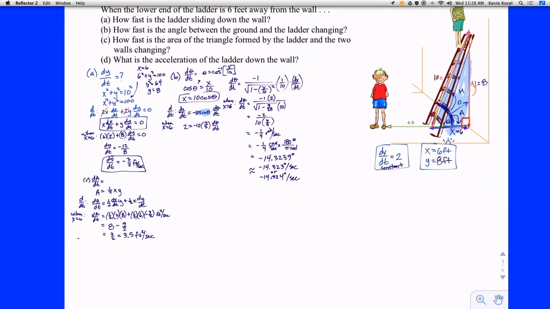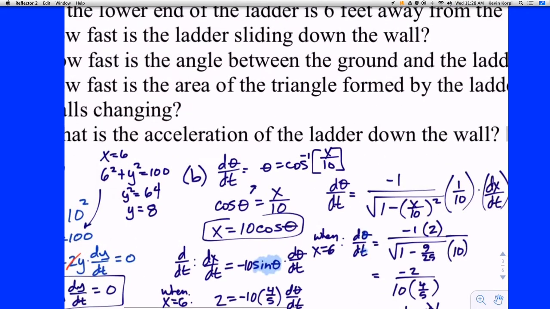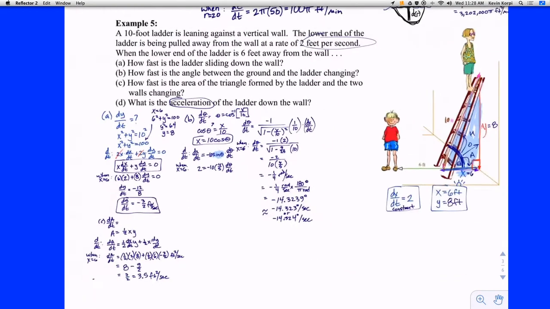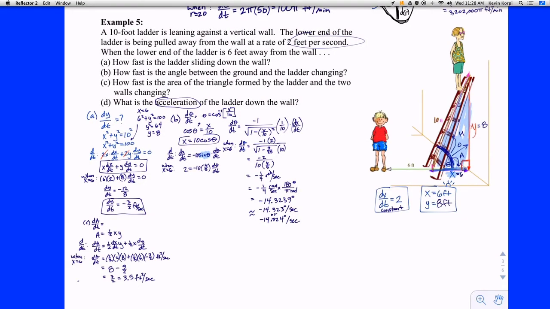Okay, and then one last little section here. We said that the ladder sliding down the wall was not a constant, that it was in fact speeding up. It was accelerating down the wall, right? What is the acceleration then of the ladder down the wall? Now, before we start again, let's think about it. The ladder is accelerating down the wall. Would you agree? Speeding up.